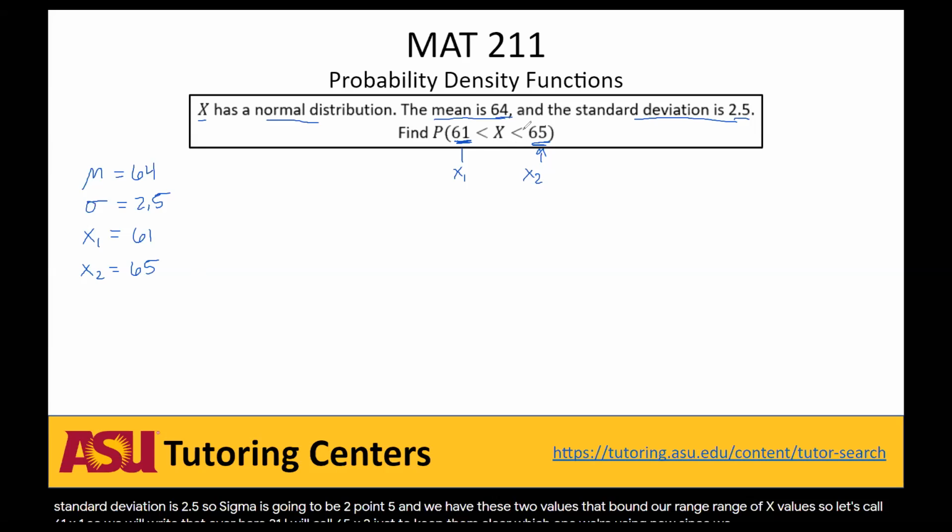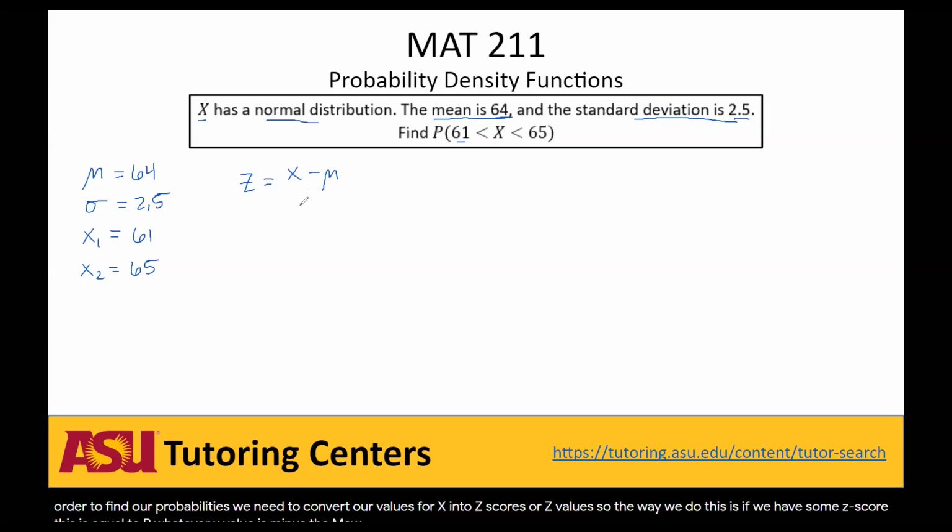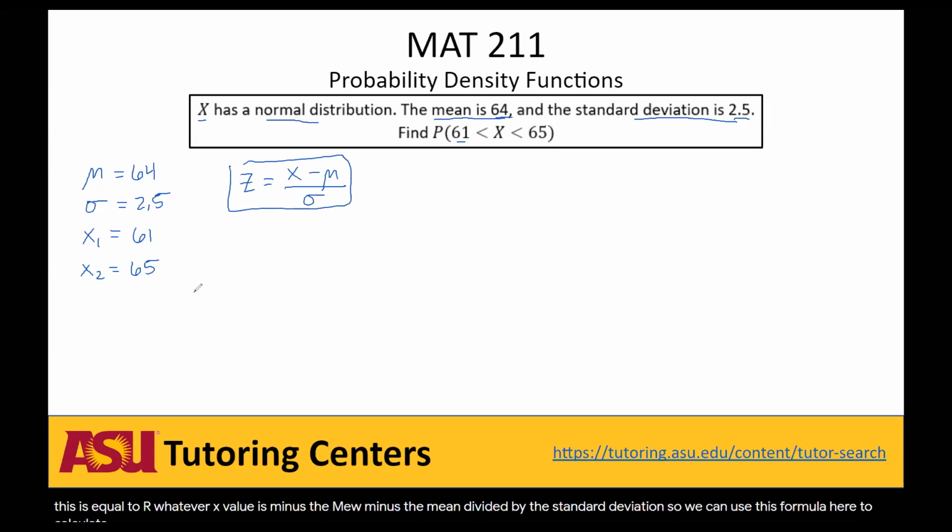Now, since we want to use a Z-table in order to find our probabilities, we need to convert our values for X into Z-scores or Z-values. So the way we do this is if we have some Z-score, this is equal to whatever our X value is minus the mu, minus the mean, divided by the standard deviation. So we can use this formula here to calculate our Z-scores that correspond to our X1 and X2 values here.